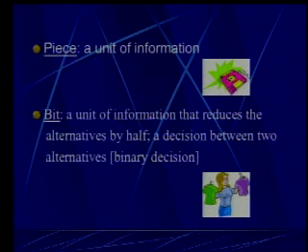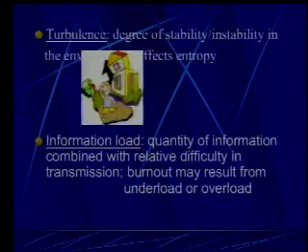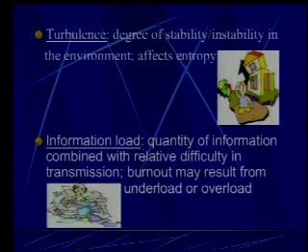Okay, a bit is just a unit of information. A bit, as I said before, cuts the alternatives by half. And when it's a decision between only 2 alternatives, that's a binary decision. Okay. For our purposes, we won't sort out the difference between chaos, entropy, and turbulence. But turbulence refers to the degree of stability or instability, and it affects the entropy. The more instability there is, the greater the amount of chaos or entropy that you have.